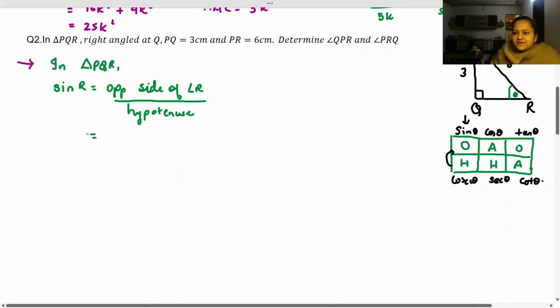Now, which is the opposite side of angle R? PQ. Which is the hypotenuse? PR. How much is PQ? Is the measurement given? Yes, it is 3 centimeters and PR is given as 6 centimeters. On simplification, we have 3 ones are, 3 twos are, that is 1 by 2. This is sine R, like yesterday.